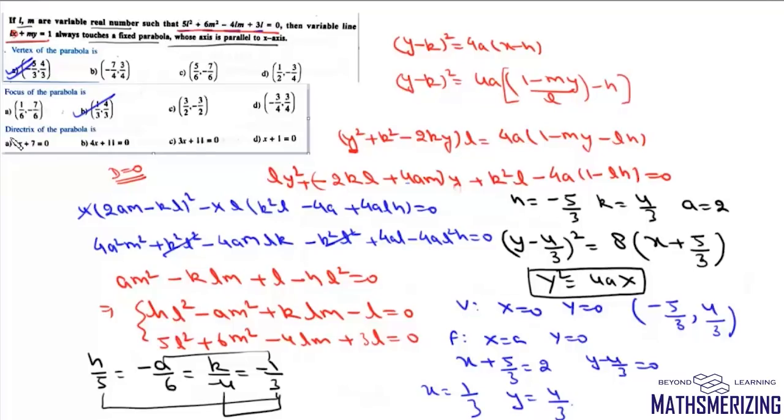And then we need to write equation of directrix. So equation of directrix is capital X equals minus a. So that is x plus 5 by 3 equals minus 2. So it will be 3x plus 5 equals minus 6 and it is 3x plus 11 equals 0, and that's your option number C.